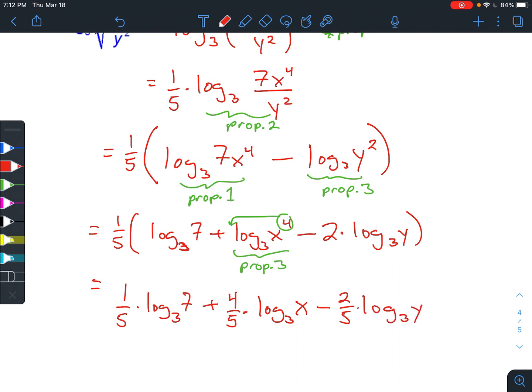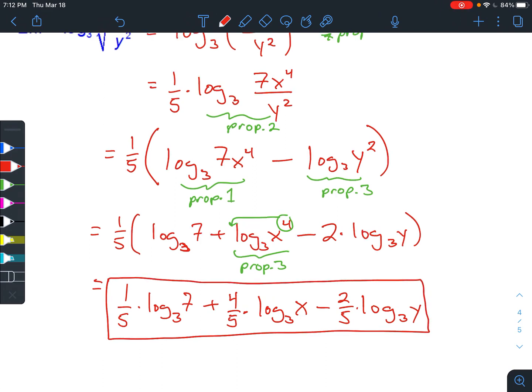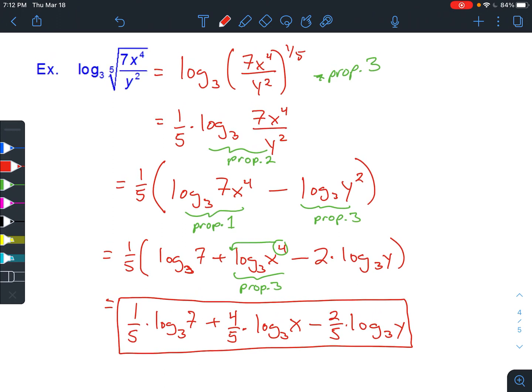Notice that at the end here, every single log is a log of a single number or a single letter. If we would have been able to simplify log base 3 of 7, we would have, but since we can't, we leave it alone. And then that mess right there is your final answer in that ultra messy situation. Let me zoom out a little bit so the whole thing's on at once.